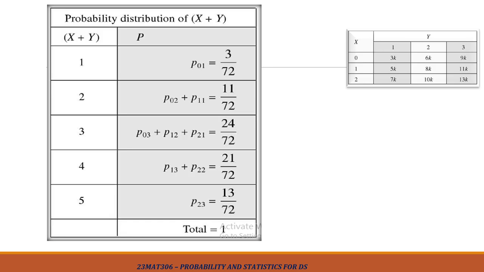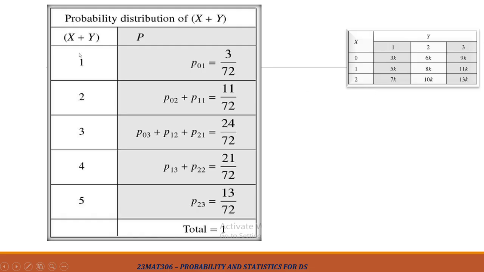Finally, we have to find the probability distribution of x plus y. So x plus y means we have x values and y values. What is x plus y? 0 plus 1 is 1. 1 plus 1 is 2. 2 plus 2 is 4. Next, 2 plus 3 is 5.